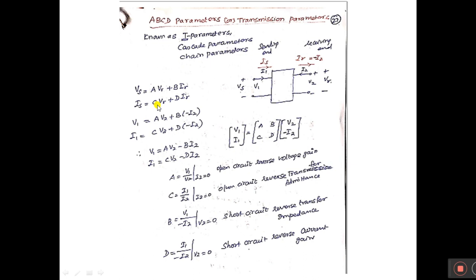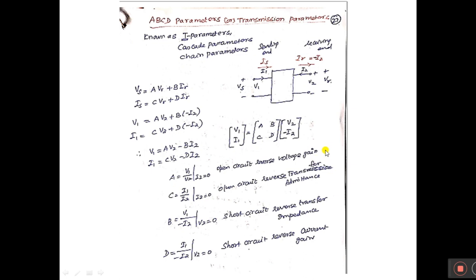So in the general equation, apply V1, I1, V2 and minus I2, and you will get the matrix. We expand this: V1 equal to A V2 minus B I2, I1 equal to C V2 minus D I2. Remember this minus. As usual, you put I2 equal to 0, you will get the A and C parameters. If you put V2 equal to 0, you will get B and D.